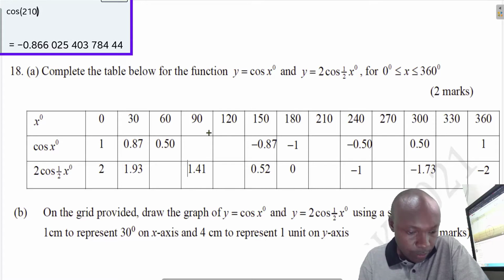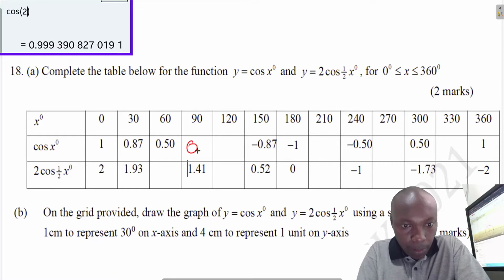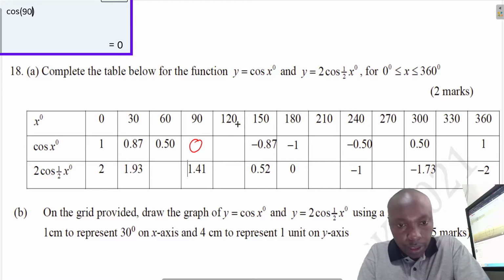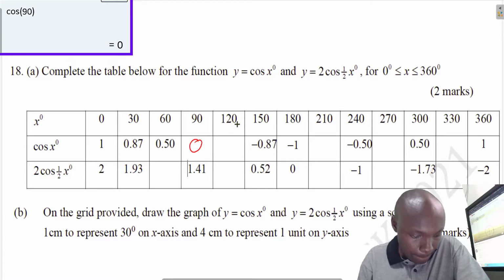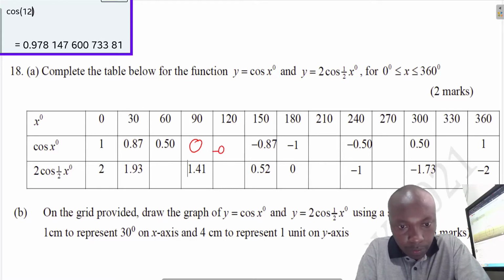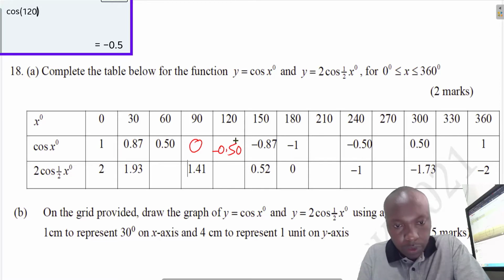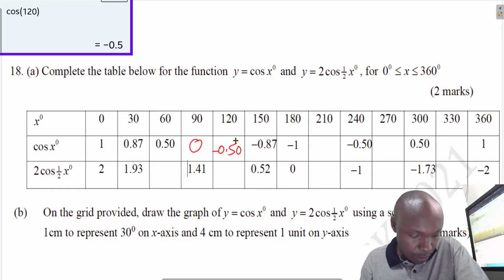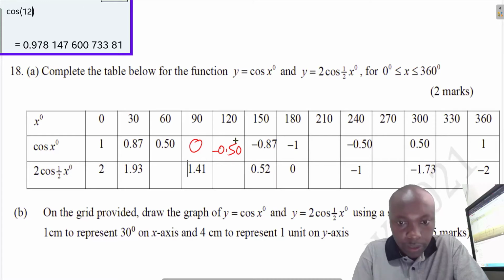Cosine of 90, we've got that as 0. Then cosine of 120 is negative 0.5. That is how we fill it, negative 0.50. Then the next one is 210, cosine of 210 is negative 0.87.